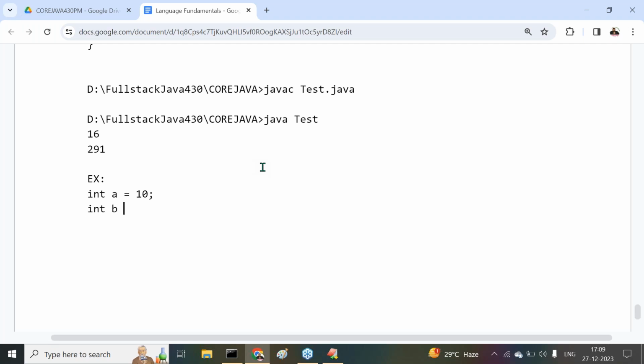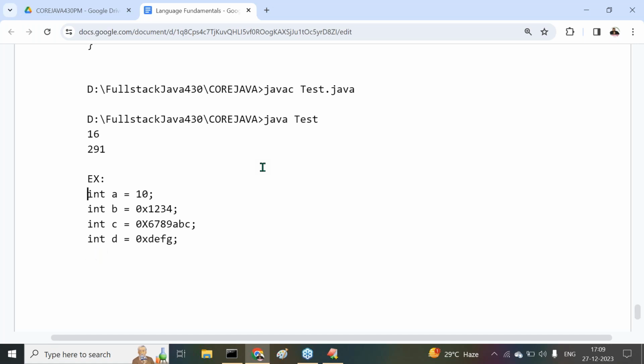Int b is equal to 0 small x 1 2 3 4. Next one is int c is equal to 0 capital X 6 7 8 9 A B C. Then int d is equal to 0 small x D E F G. Like this, we provided them.